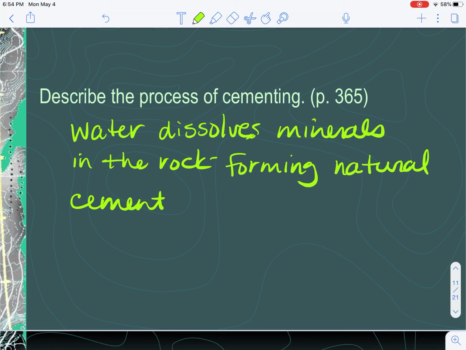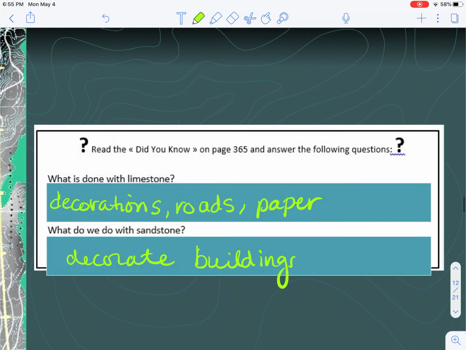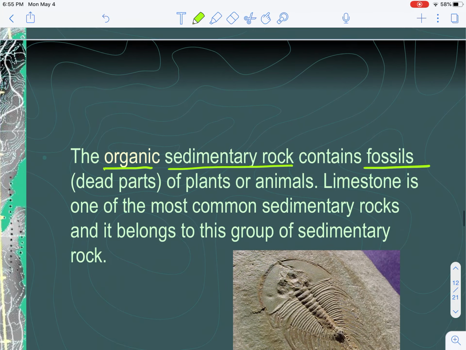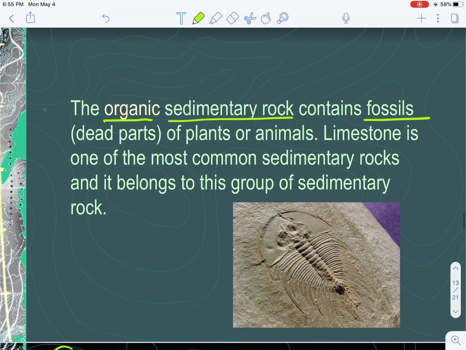And then cementing is when minerals get dissolved inside of that, and they basically form like a natural cement. So you get a rock form that has all those compacted particles in it, and it's like a natural cement. These couple questions, if you don't have your book: limestone is used for things like statues and decorating buildings.